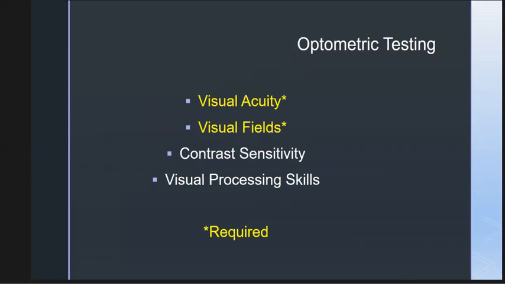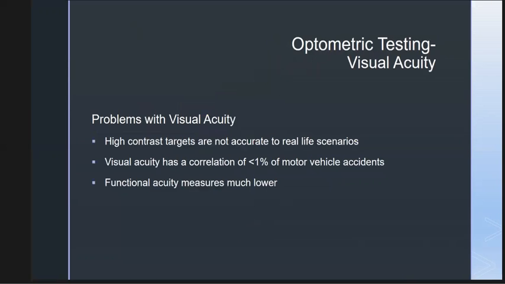This is the optometric testing that was mentioned before. Of course, visual acuity and visual fields are the only required testing, but there are other tests that are more indicative of driving performance, and those are contrast sensitivity and visual processing skills, which we will discuss later. So to start with visual acuity, the problem with visual acuity is that it involves high contrast targets and is not accurate in real life scenarios.